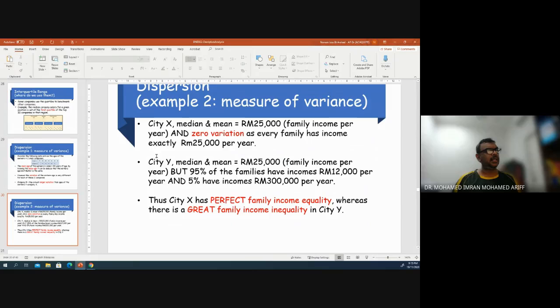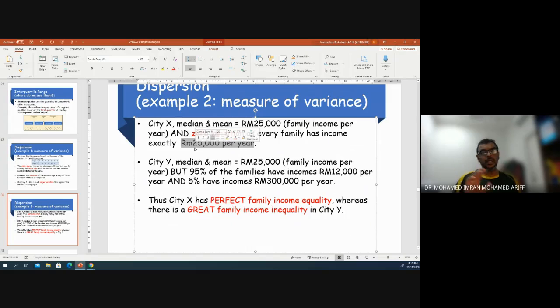CTX, this is another example. CTX, median and mean is 25,000. Meaning apa 25,000? Family income per year. So dalam bandar X, median and mean bersamaan dengan 25,000. So 25,000 itu ialah family income per year. So a zero variation. Every family has an income of 25,000. Means setiap family yang diorang study, dia punya family income setahun ialah 25,000.